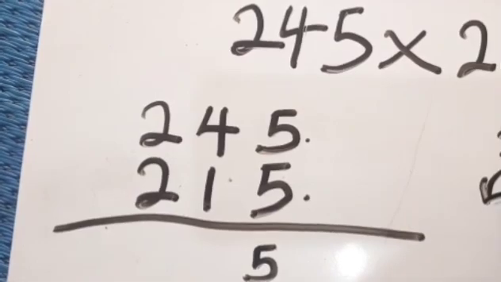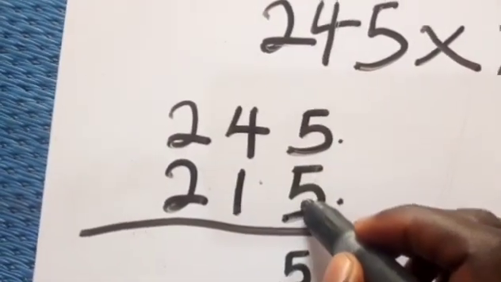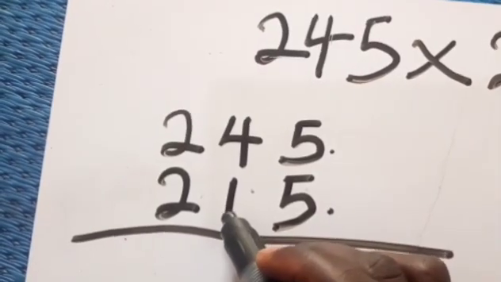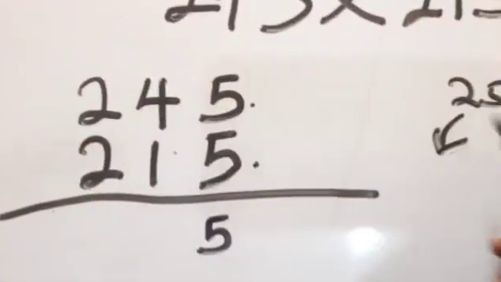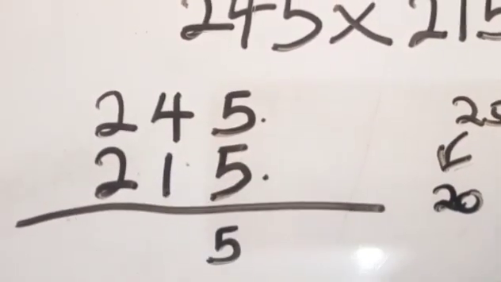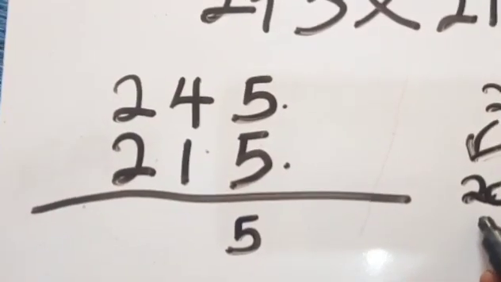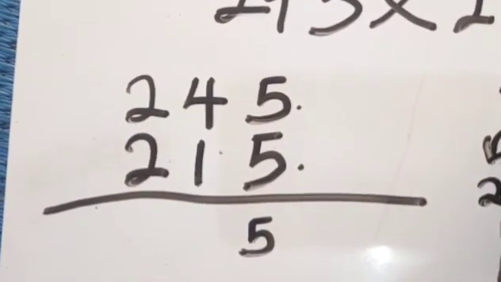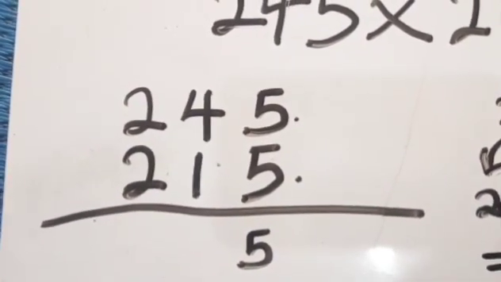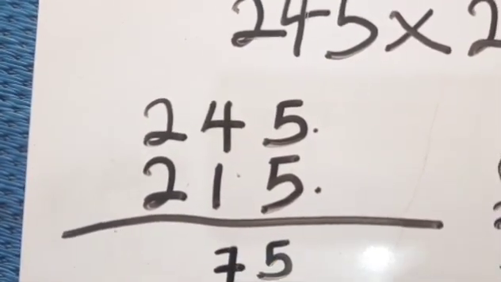Don't forget. Now the next thing you are going to do is to multiply 4 and 5, then 5 and 1. So 5 times 4 will give us 20, while 5 times 1 will give us 5. So 5 plus 20 will give us 25, plus these 2 here we have 27. We are going to write 7 here and carry 2.